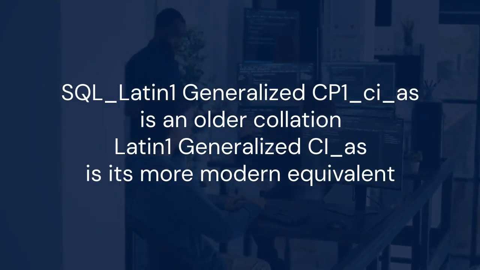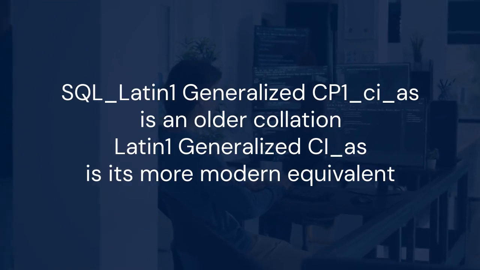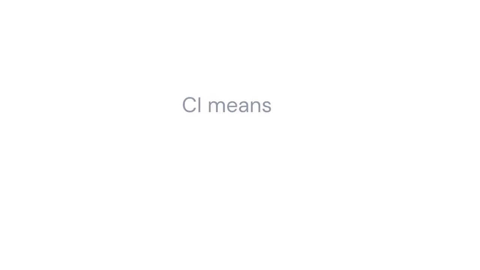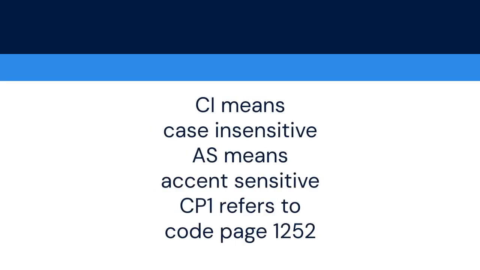SQL_Latin1_General_CP1_CI_AS is an older collation. Latin1_General_CI_AS is its more modern equivalent. The CI part means case insensitive. The AS means accent sensitive. CP1 refers to code page 1252.